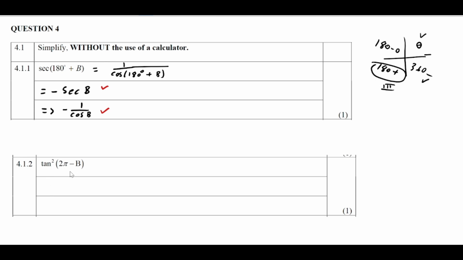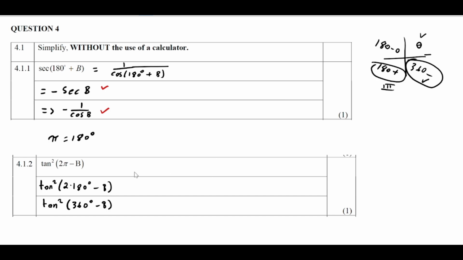Then again, you are given the tangent squared of 2 pi minus b. Remember guys, pi is equal to 180 degrees. So where you see pi, just replace it by 180 degrees. So this is the same as having 2 multiplied by 180 degrees minus b. So that simply means that you have what? 2 times 180 is like having 360 degrees minus b. Where do you find 360 degrees minus? You'll find it here in the fourth quadrant.